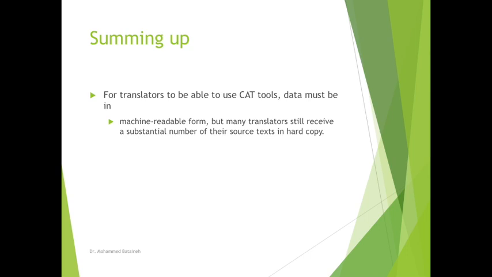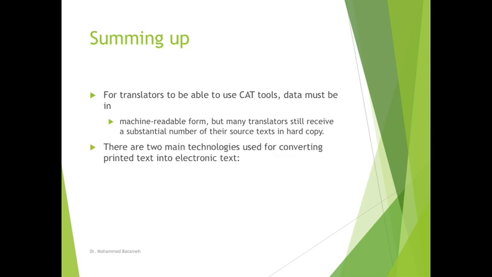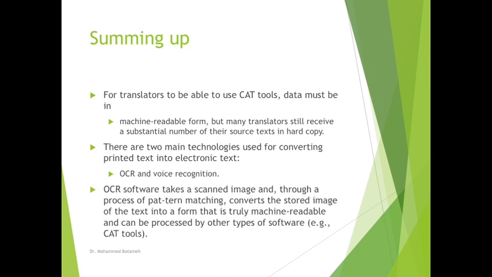So let's sum up. In order to use a CAT tool, your source text should be in machine readable format. However, we expect that in the future you may receive source text in hard copies. So you have to produce a machine readable text to make use of translation technologies, and there are two main technologies used for converting printed text into electronic form. The first one is OCR and the second one is voice recognition.